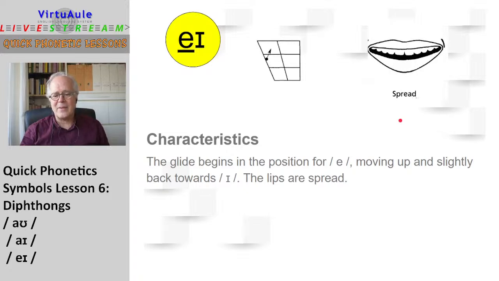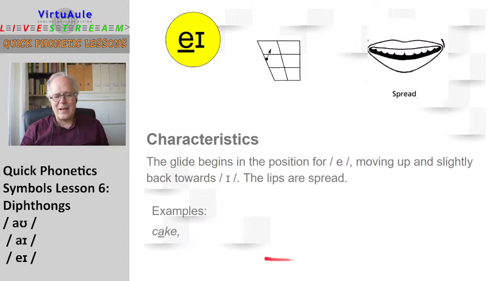We go from the spread position. A. The jaw closes just a little bit. A. But the lips continue to be spread. Okay, let's look at some words.